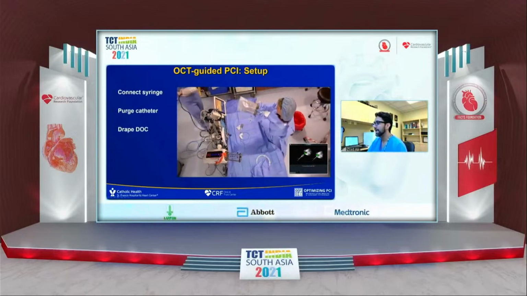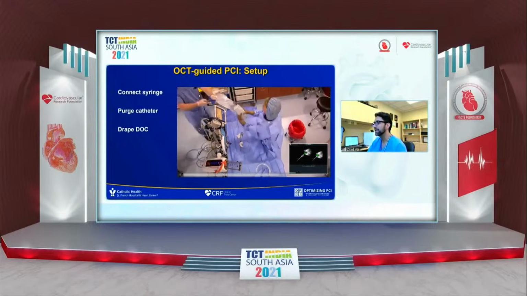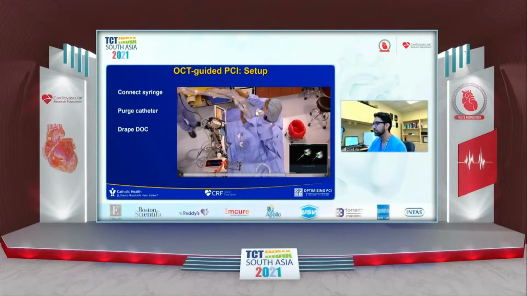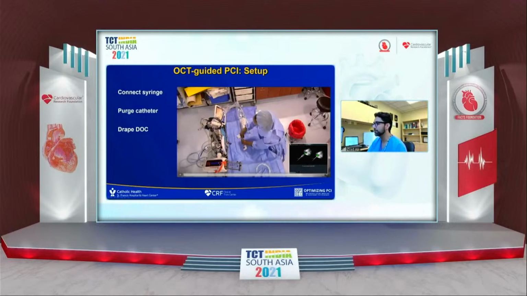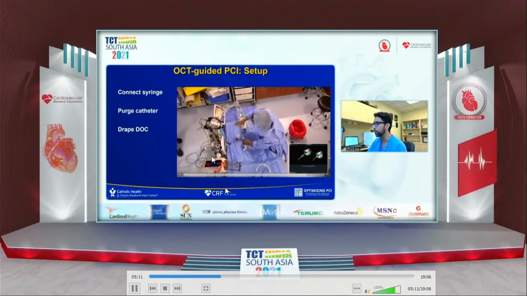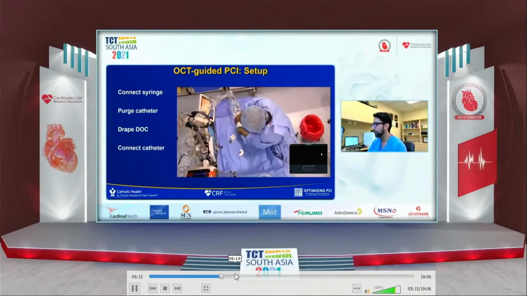It's very important that you do not hold this black cable and hang the OCT. There's about $100,000 worth of fiber optics in there, and every time you bend this, you damage some of those fiber optics and your image will get worse. And then you simply connect the catheter, and then you follow the instructions on this.